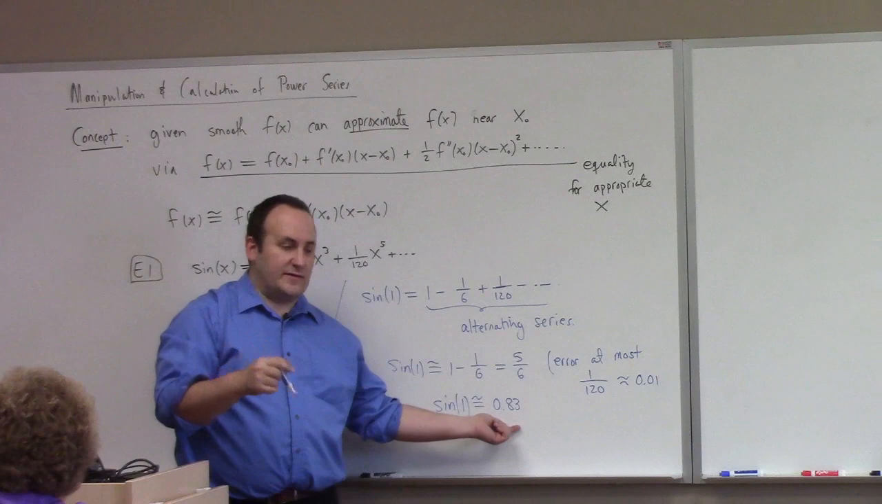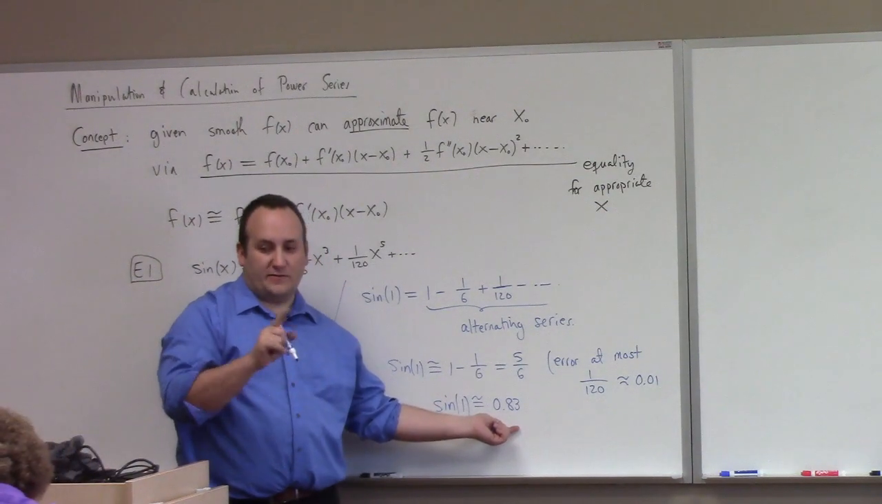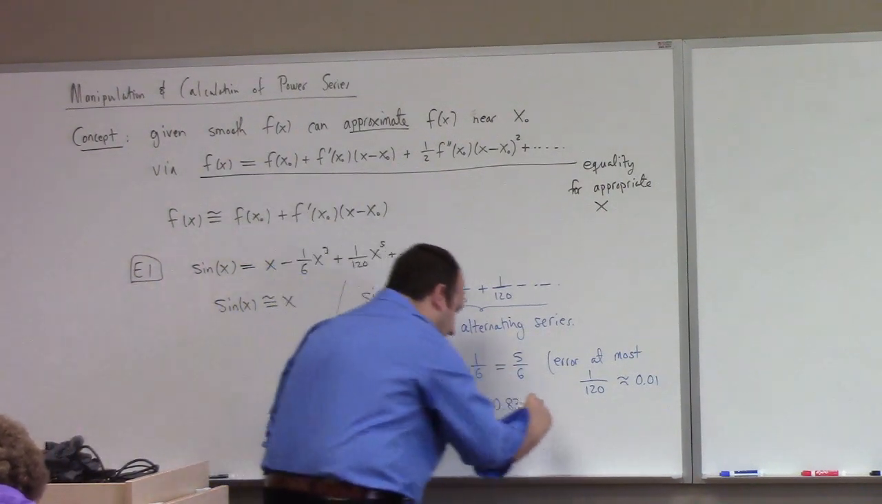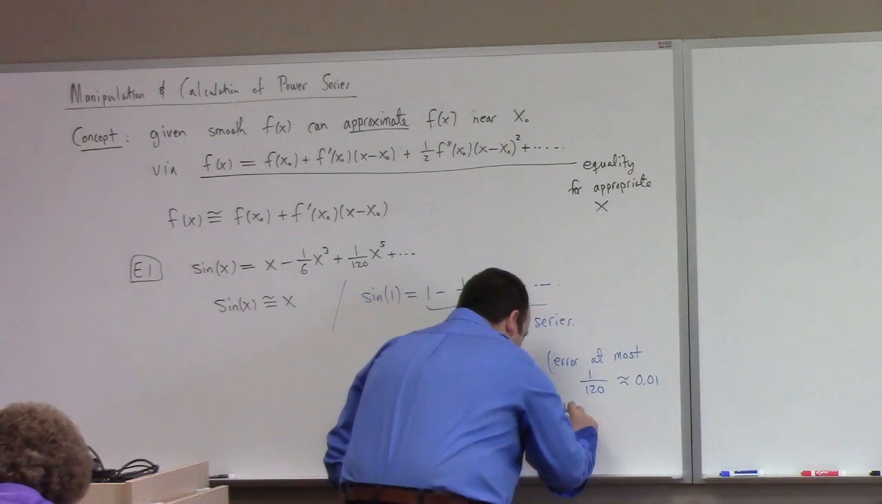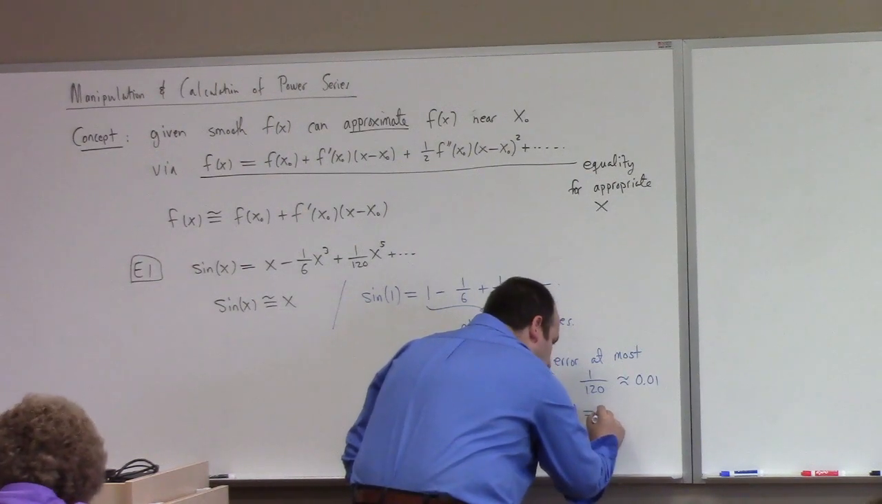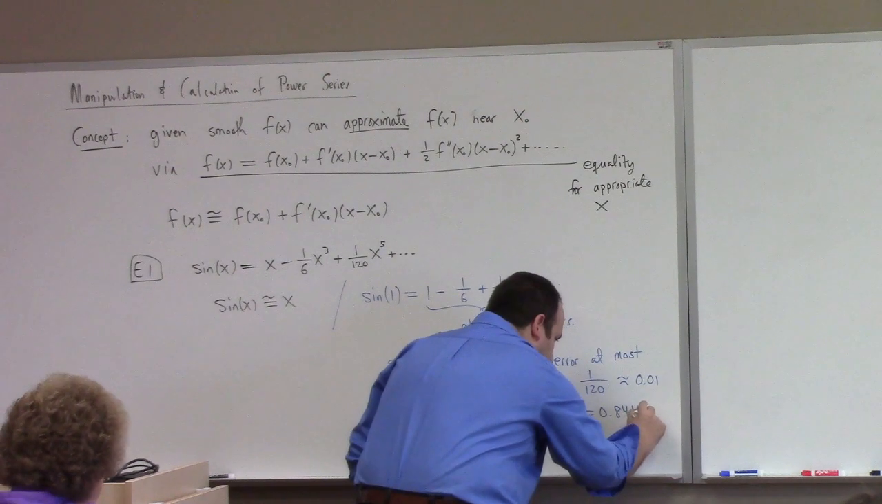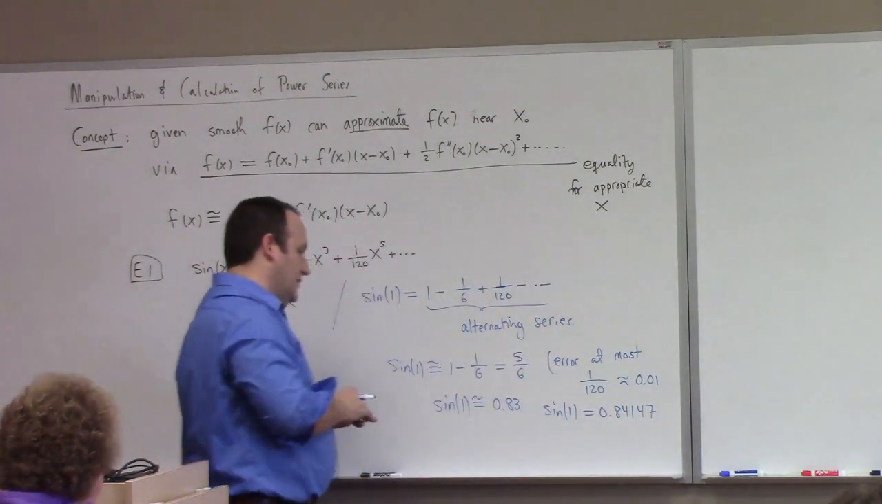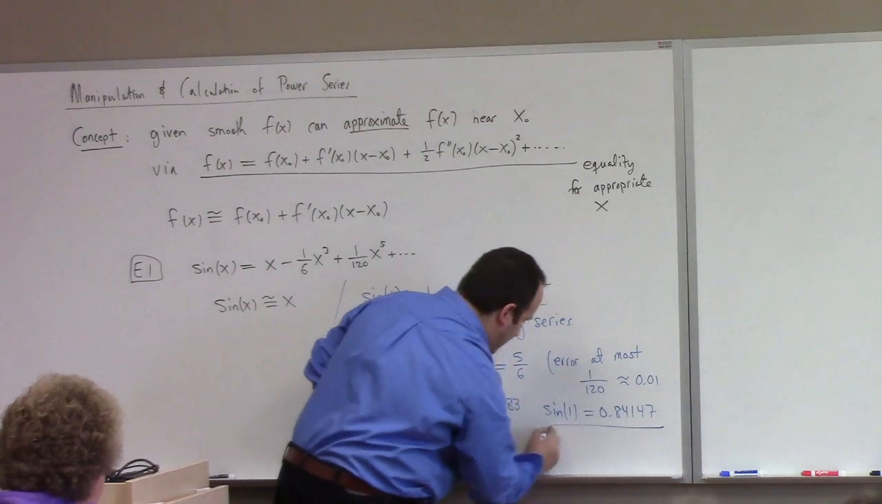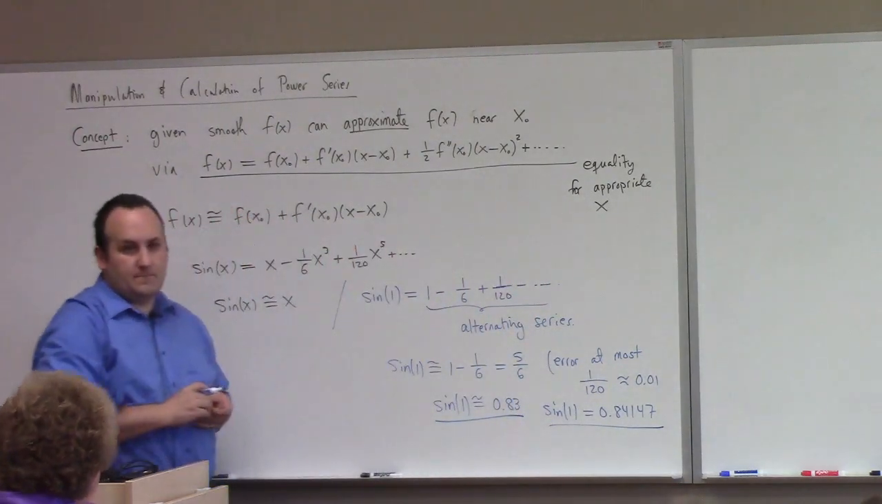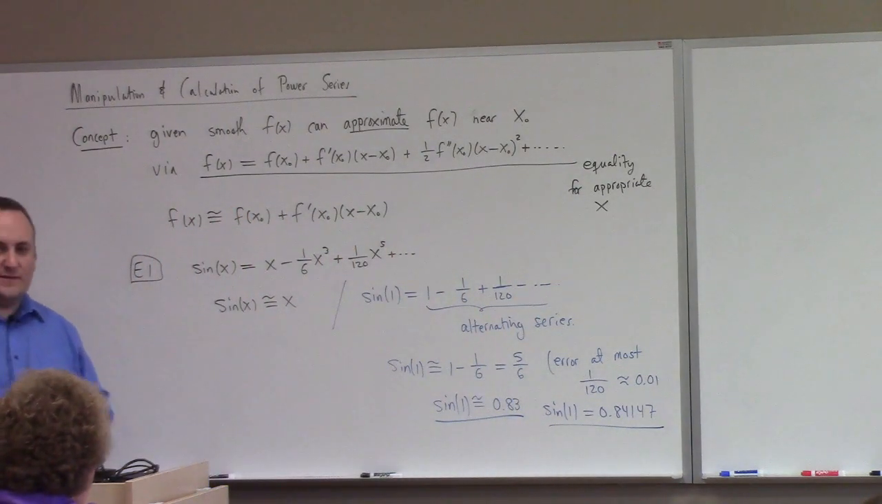So try it out in your calculator. What is the sine of 1 radian? Make sure you're in radian mode. What do we get? What's that? Say again? 0.8414, 8414.7? Yeah. So as you can see, look at that. The alternating series estimation theorem works.